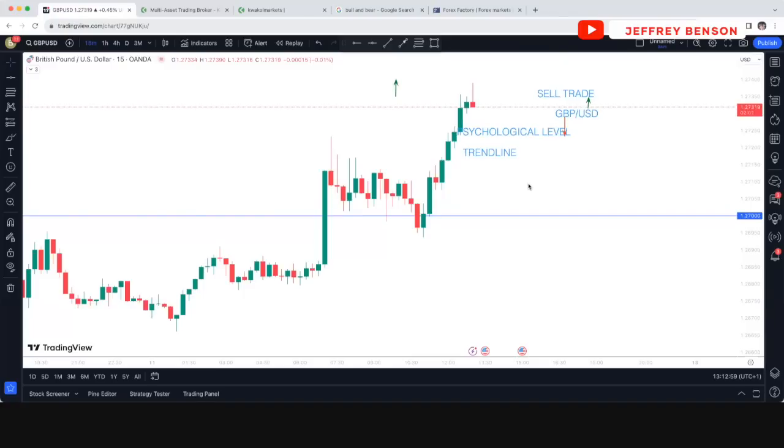Trend line. Yeah, trend line. And the one that stuck the most, to be honest, is psychological level. Yeah, so I've not even started trend line.